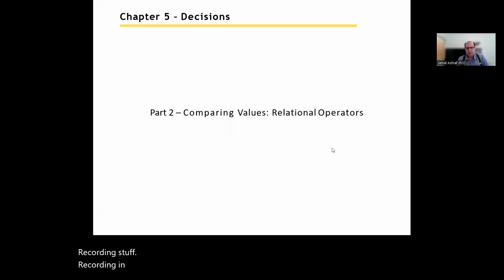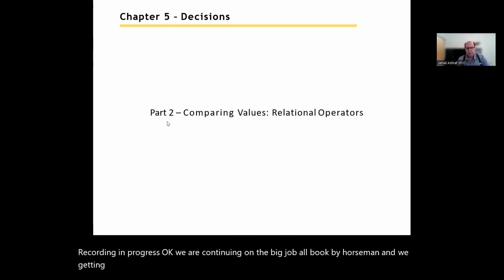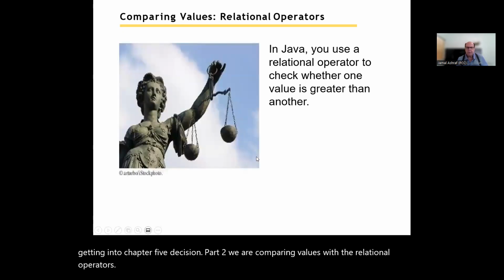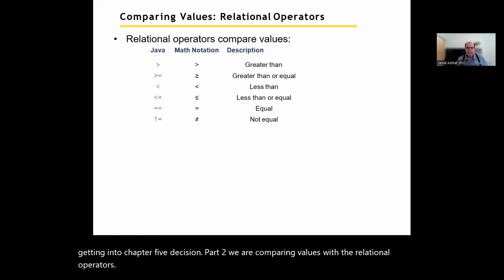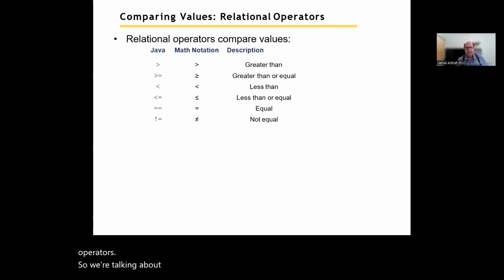Okay, we are continuing on the Big Java book by Horstmann, and we're getting to chapter 5, Decisions, part 2. We are comparing values with the relational operators. So we're talking about relational operators. We are comparing the Java operators versus the math notation.